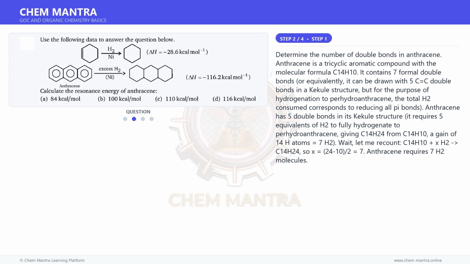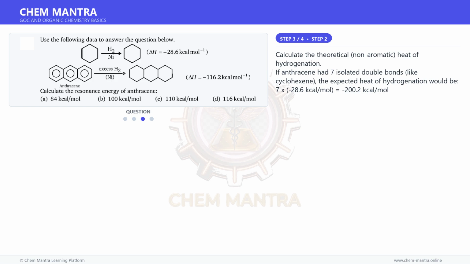It requires 5 equivalents of H2 to fully hydrogenate to perhydroanthracene, giving C14H24 from C14H10, a gain of 14 H atoms, equal to 7 H2. Wait, let me recount. C14H10 plus X H2 gives C14H24, so X is equal to (24 minus 10) divided by 2, which is 7. Anthracene requires 7 H2 molecules. Moving on to the next step.